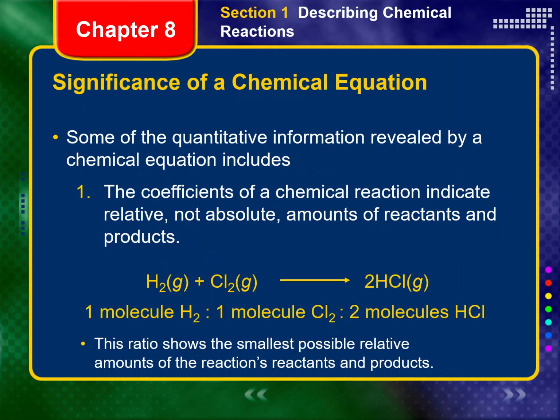This ratio, 1 to 1 to 2, shows the smallest possible relative amounts of the reaction's reactants and products. To obtain larger relative amounts, we simply multiply each coefficient by the same number. Thus, 20 molecules of hydrogen would react with 20 molecules of chlorine to yield 40 molecules of hydrogen chloride. The reaction can also be considered in terms of amounts in moles. 1 mole of hydrogen molecules reacts with 1 mole of chlorine molecules to yield 2 moles of hydrogen chloride molecules.